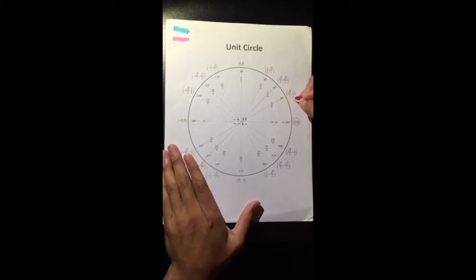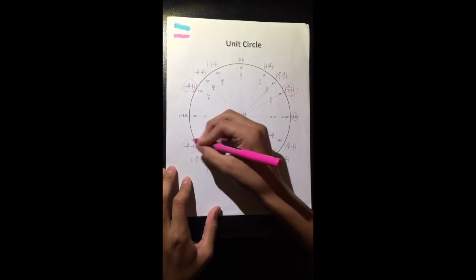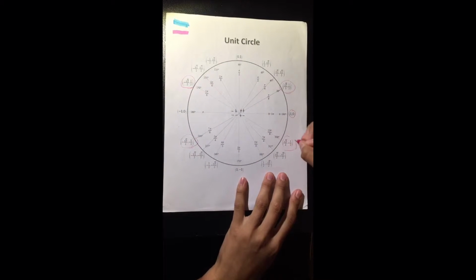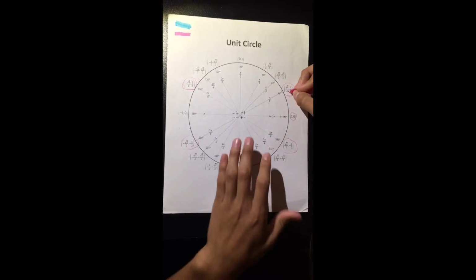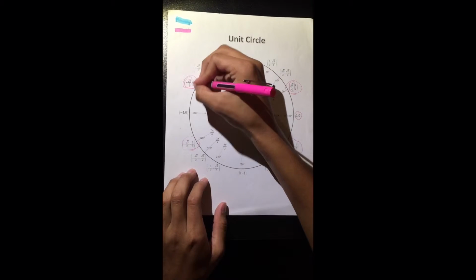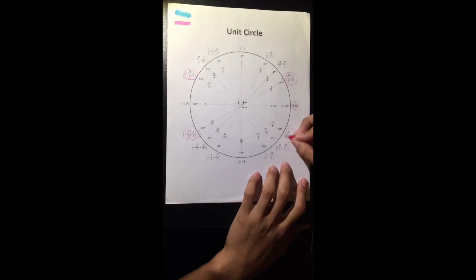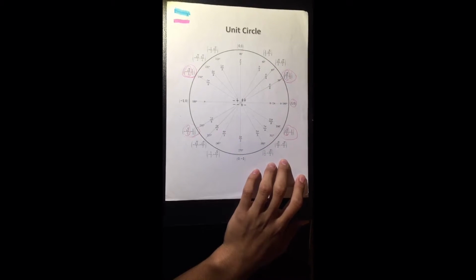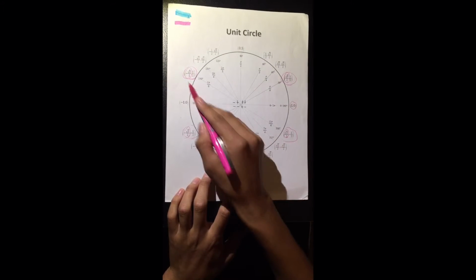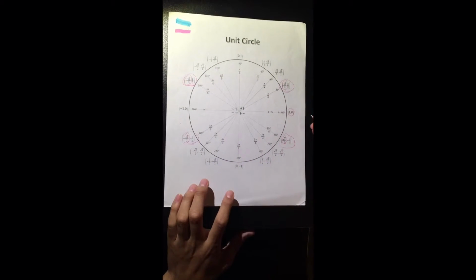An easy way to remember the other ones, such as this one, this one, this one, and this one, is that the x will always be square root 3 over 2. And then after that, you just match them up with the signs that you drew right here in the center.